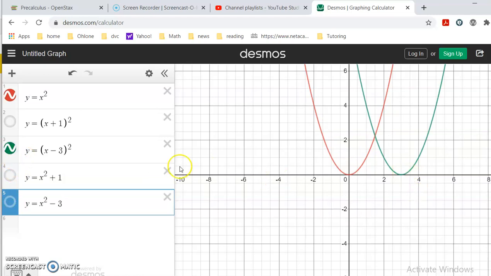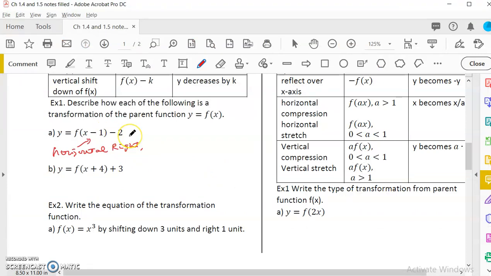You can see that the green graph moved to the right. Minus 2 outside is down 2. So whatever function f you have, if you graph another one that goes like this, it would have a transformation of horizontal right 1 and then down 2.